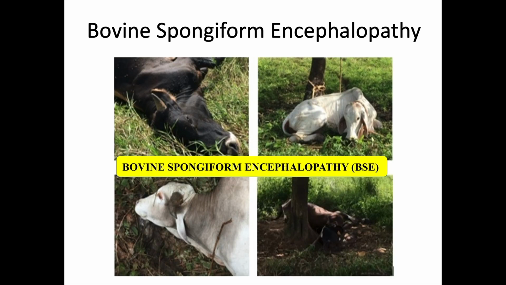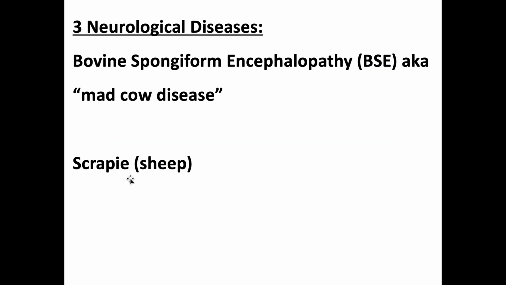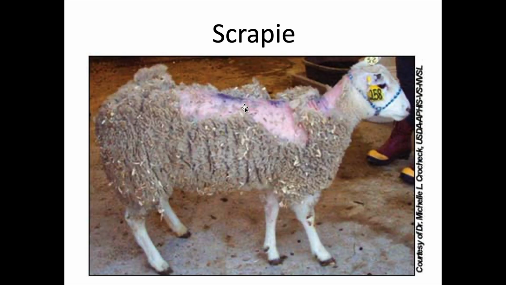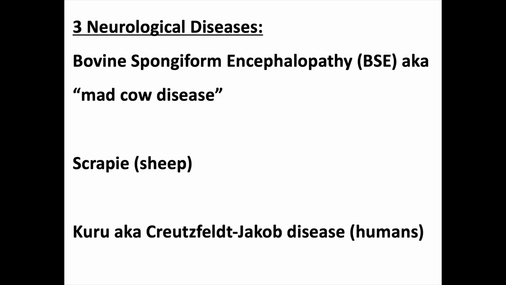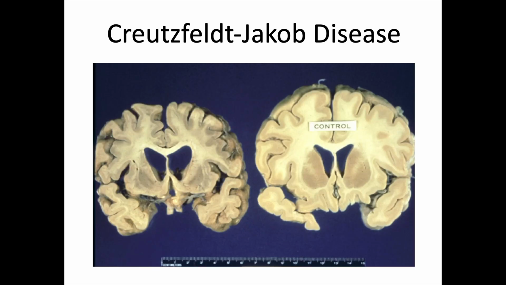Really bad. There is a similar disease that affects sheep called scrapie. Part of these neurological symptoms involves a compulsion to scrape themselves against fence posts and barns and stuff like that, hence the name scrapie, but it's also just progressive neurological breakdown. The third one is one we find in humans, called Kuru, also known as Creutzfeldt-Jakob disease. To show you what I mean by progressive neurological breakdown, normal brain, Creutzfeldt-Jakob brain.